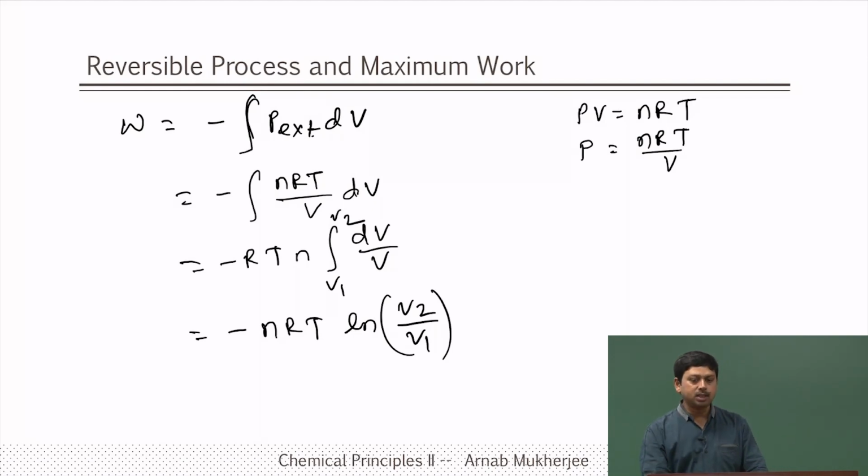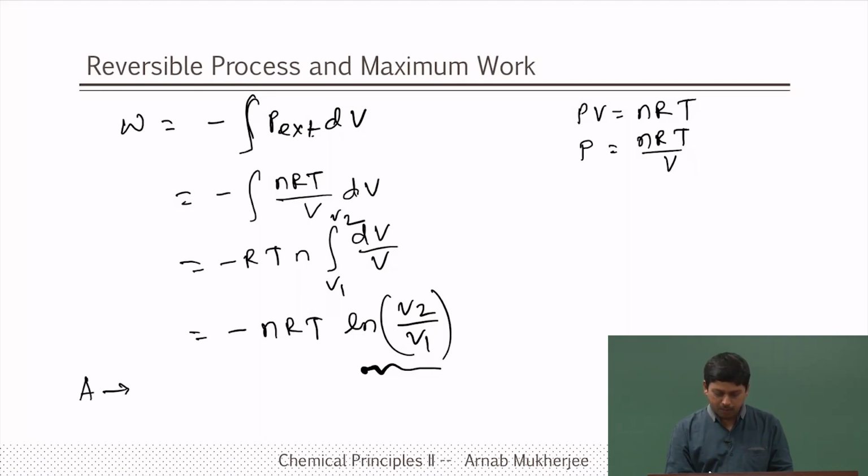Now, you see, since V2 is less than V1 in case of compression, this logarithmic quantity is negative, and the negative sign will give you a positive work. If it is an expansion, then the ln term will be positive, and therefore we will get a negative work. Now, this is when we are going from V1 to V2, that means the A to B process.